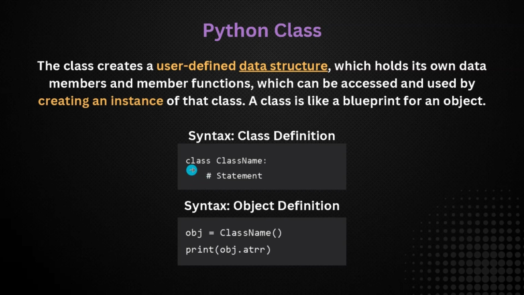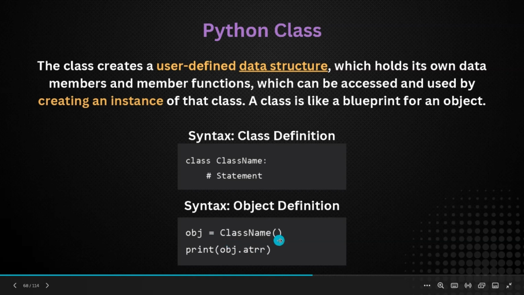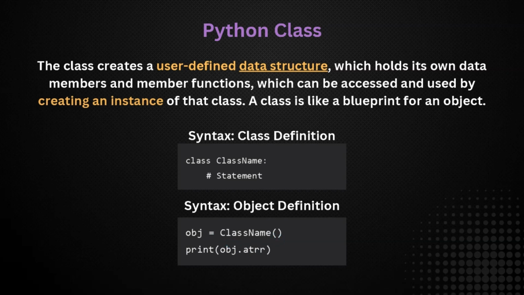So let's see an example of creating a class. We will use the keyword class, then we will write the name of the class and then a colon. That is the simple syntax. To create an object of that class, you write the object name, and then after equals to, you write the class name and then parentheses. So this is how you create an object of a class. After creating an object, you can access all its functions and variables.